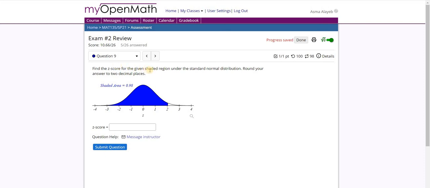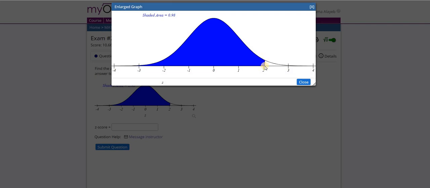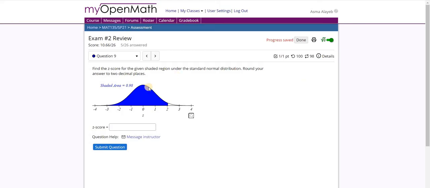In this question, we want to find the z-score for the given shaded region under the standard normal distribution, and we want to round our answer to 2 decimals. So I'm given the area to the left of a certain number, and that certainly isn't 2. It's slightly bigger than 2. The area here is 0.98, and I want to find that missing number. So the first thing I notice is the numbers at the bottom are z-scores, and the answer required is a z-score. That means this is the standard normal distribution. So the mean is 0 and the standard deviation is 1. So that is the first observation I made.